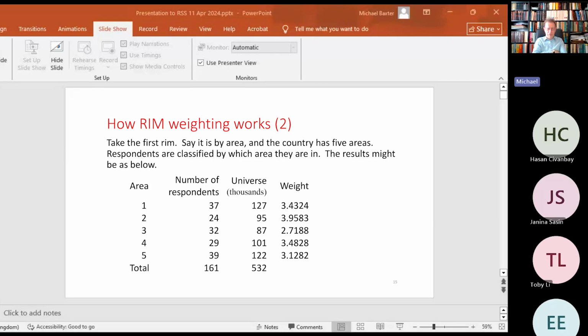So let's take an example. The first rim is the area of the country you're in. There are 5 areas. Respondents are classified by which area they're in. So you get the results here. And the universe, which is the population you've got from the Government Statistical Office, is given in the next column. So you divide the universe in each area by the number of respondents in each area, and you get a weight.